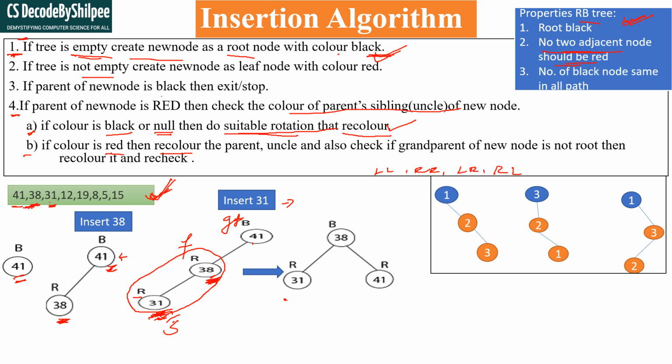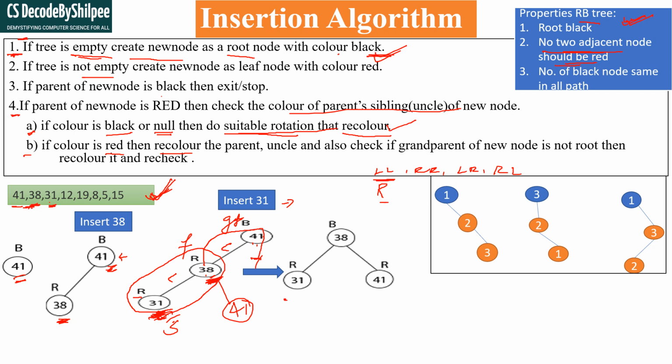And so here, which situation is it? It's LL situation. So if it is LL situation, which rotation are you performing? Right rotation. And that too from the mid node. So if you perform rotation from 38 to 41, you are only performing rotation between 38 and 41. 31 is as it is. We are not doing anything with 31. 38 becomes root and 41 will come down. 41 will come down. And their color is what?